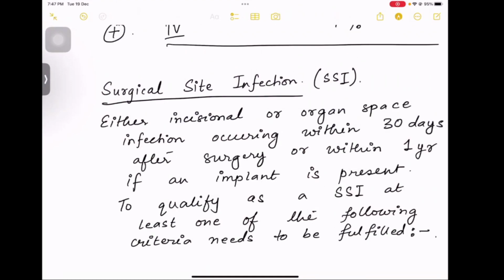Now come to the surgical site infection proper. So what is SSI? Either incisional or organ space infection occurring within 30 days after surgery, or within 1 year if an implant is present, we call it surgical site infection. To qualify a wound to be SSI, there are some criteria and at least one of them has to be fulfilled. What are these criteria?